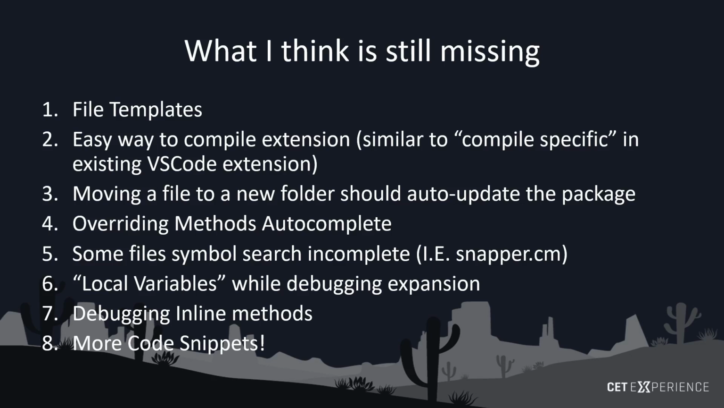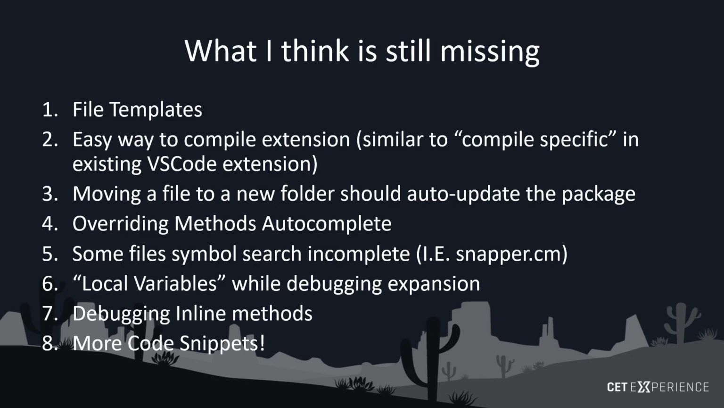One of the things I talked about in the demo, the overriding methods autocomplete. If it would give code that would compile right away, that would be much better. When you're doing the document symbol search via Control-Shift-O, in some files it is incomplete. So a big example of that is if you go into snapper.cm and run that, you'll see that it doesn't actually give you all of the methods and properties that are in that class. So that's, again, something that I've reported to Configura.